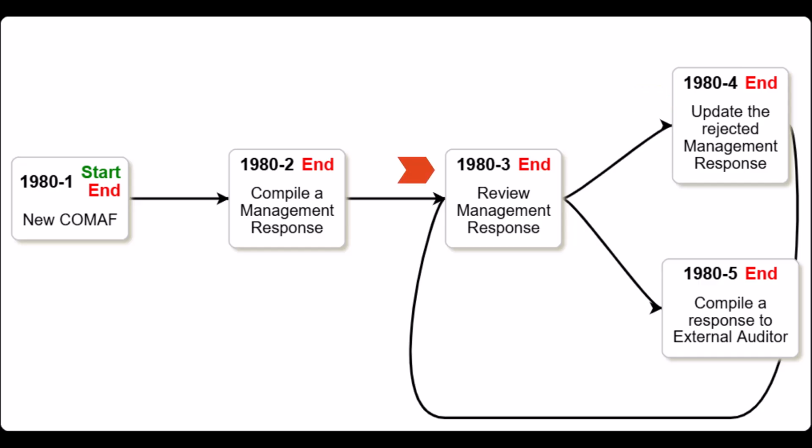Once the line manager has then completed the rejected response and updated it, it will then come back to the audit manager, step number 3, which then, once accepted, will compile a response to the external auditors. Right. So let's go through the detailed demonstration.